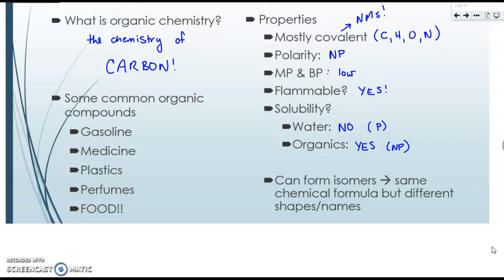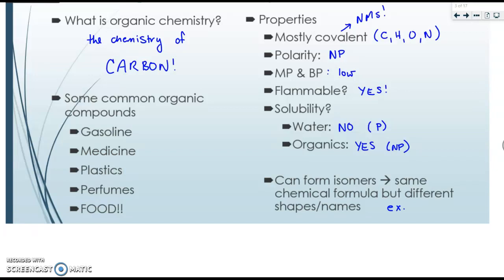They also can form something called an isomer. And an isomer is kind of similar to an isotope, at least in its prefix. Isotopes were the same number of protons but a different number of neutrons, which resulted in a different mass. Isomers are the same chemical formula, but they have a different shape or name or arrangement.